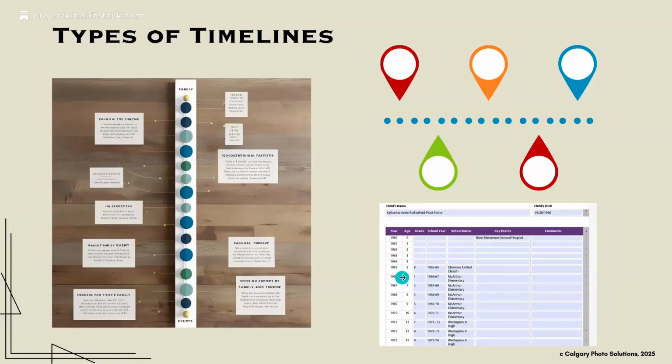So I went to kindergarten in 1965 to 66, and I can put the name of my school in. I took kindergarten at the church, so that's where I had my kindergarten class. And then I can fill in more events as I find them.